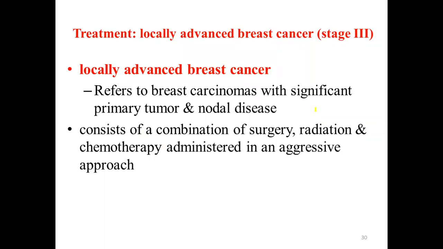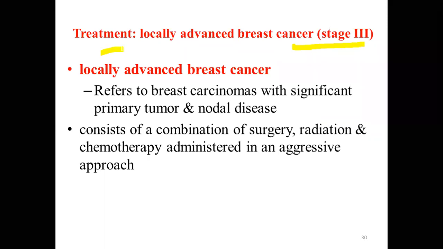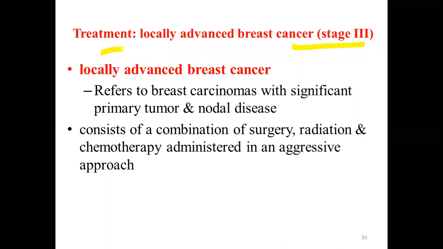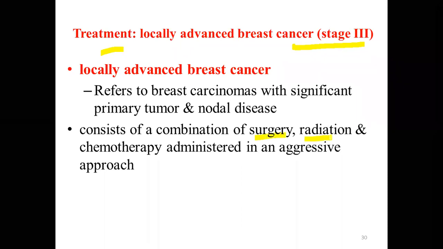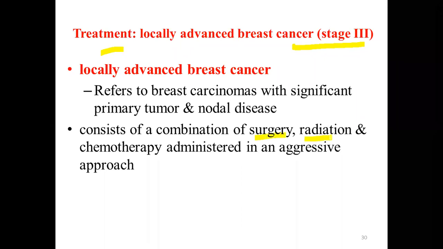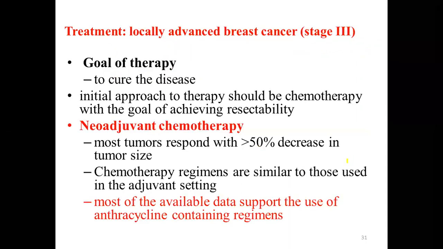Then what if the patient has stage 3? According to the guideline, stage 3 is locally advanced because there is involvement of the lymph node, but it's more extensive and the size of the tumor is bigger. In this stage, the guideline recommends surgery, radiation therapy, and chemotherapy, usually administered in an aggressive combination approach.